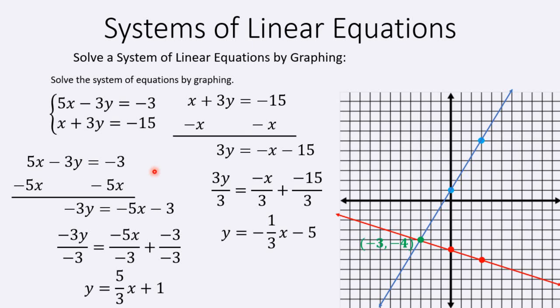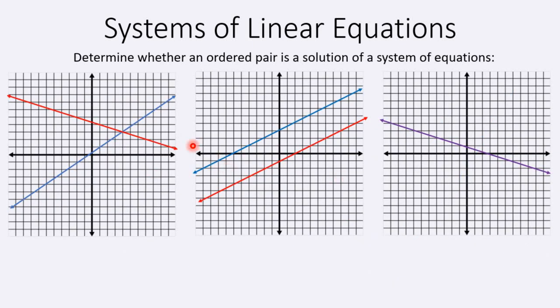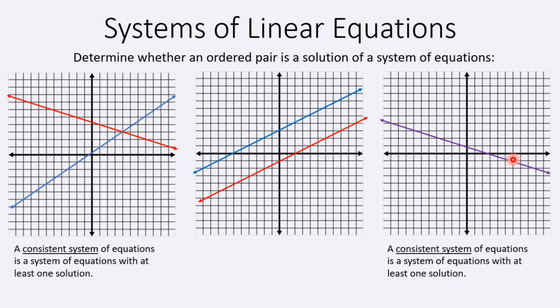Here are a few graphs. Here we have the case where there's only one solution, and it's that point where the two lines cross, where two lines have different slopes. Here we have the case where they have the same slope and y-intercept, so they have an infinite number of solutions because every point on the line is a solution. Those are both called consistent systems of equations.